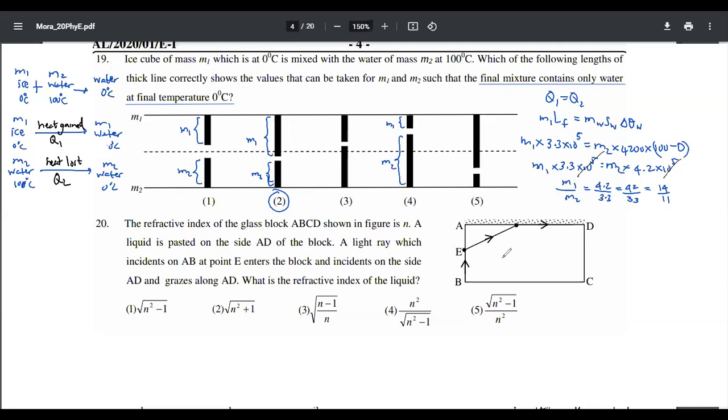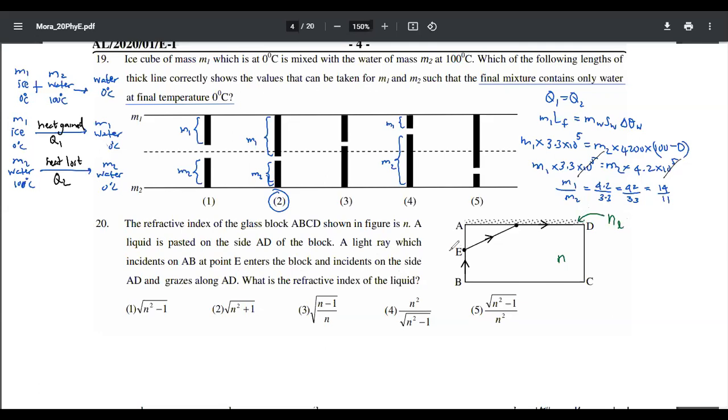Right. Question number 20. Another interesting question. Question number 20. Let's get started. The refractive index of glass block ABCD shown in figure is N. So here refractive index is N. A light ray which is incident on AB at point E enters the block and is incident on the side AD and grazes along AD. What is the refractive index of the liquid? Now there is a liquid here. We need to find the refractive index of that. We'll take it as NL.